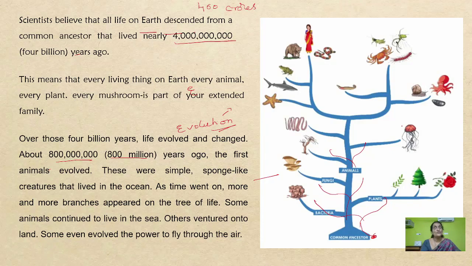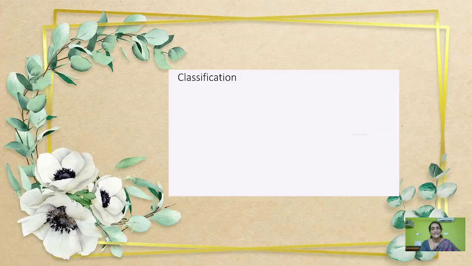Now, to study about all these animals, it is very difficult. So, scientists divided them into groups. This division of animals is called as classification. As you divide your toys, see here, what is classification?